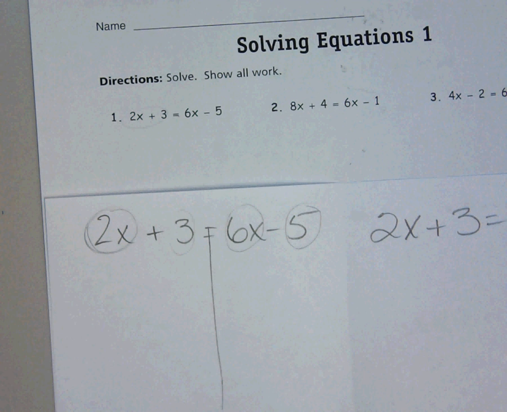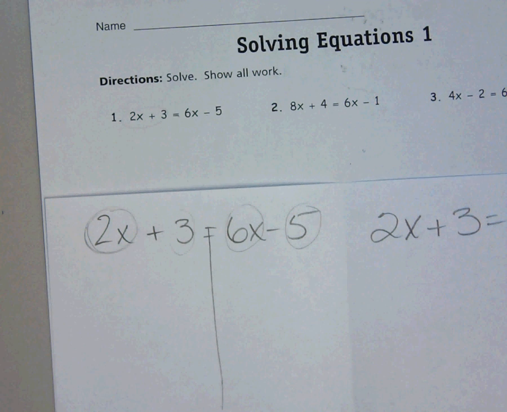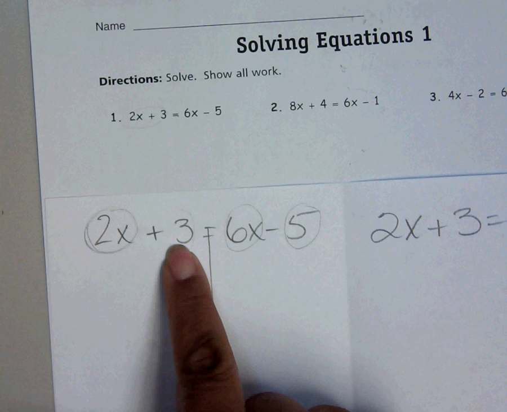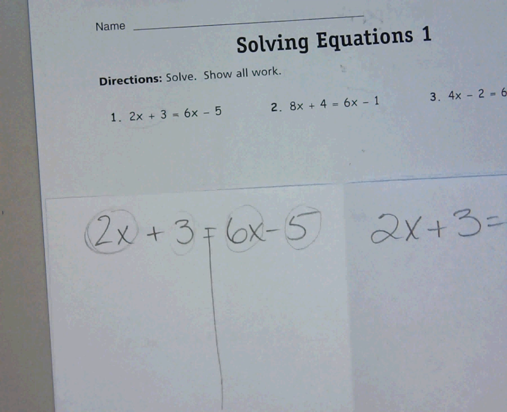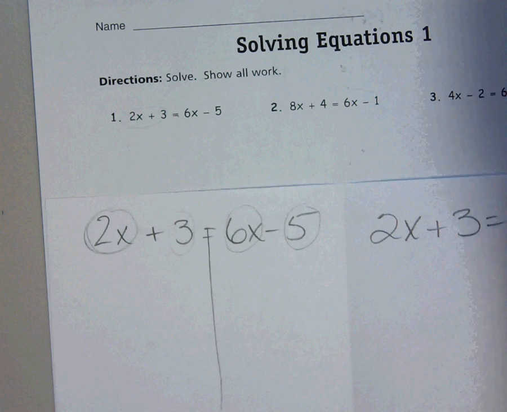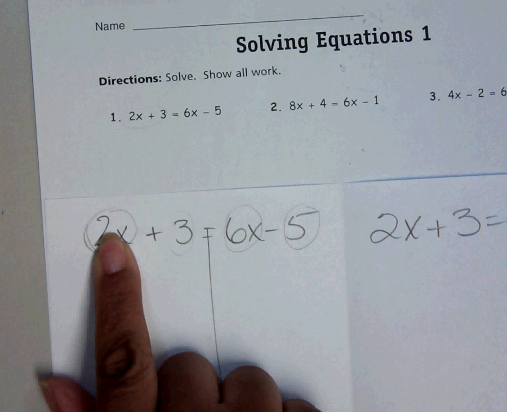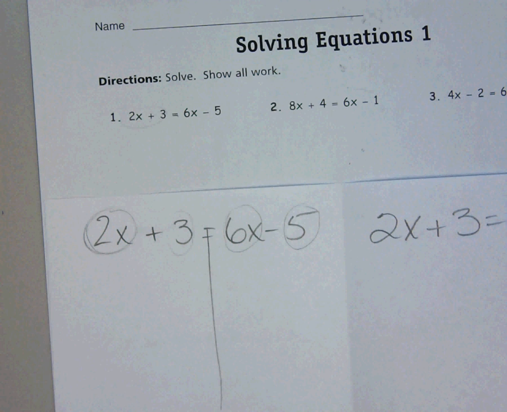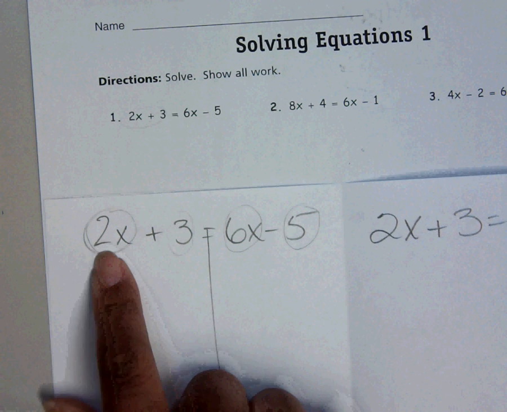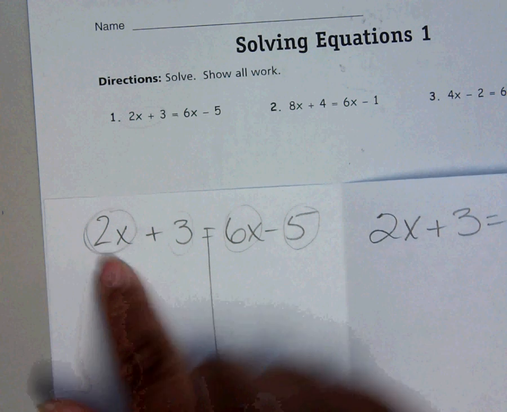Okay, so now that we are going to move the smaller term, let's talk about which term we're going to move. Because this is a constant, because it's a number without a letter. But this is the x term. So I'm being more specific. So you want to move the x term. And let's do that.